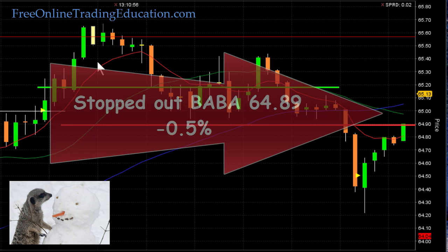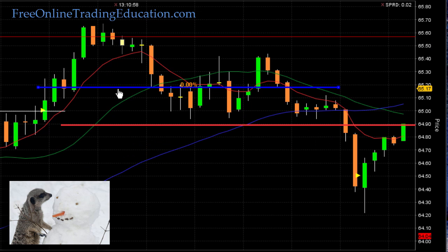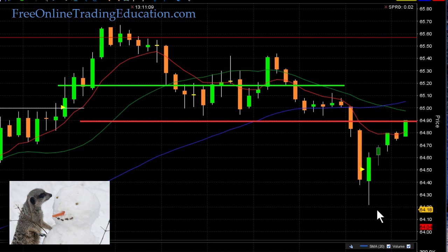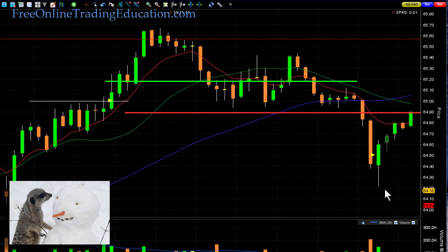But, you know, could I have made some money on this? Perhaps. I would have probably had my stop up here near break even after it broke out initially. But, you know, that's it. So the stop saved me from having a major loss on the trade at just minus 0.5%.